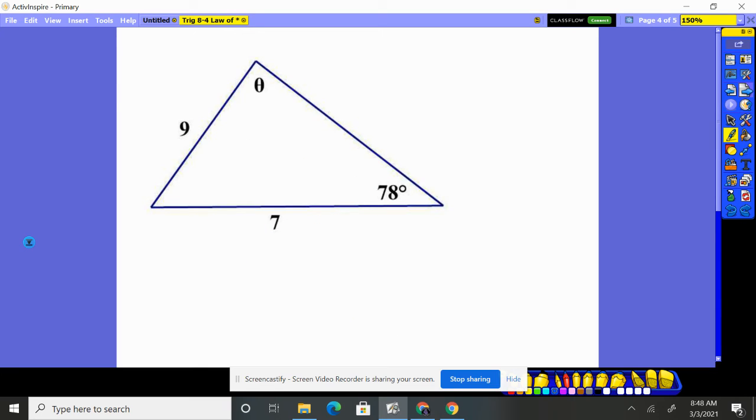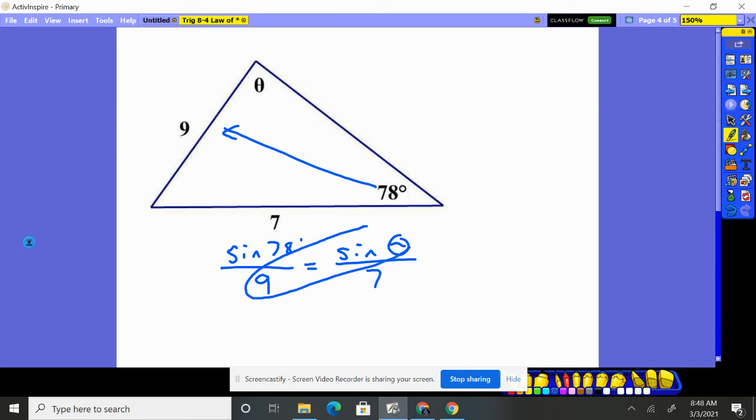Now, what if we have this? Again, notice you have two angles. You have 78, and you're looking for an angle. So this time we're going to say, sine of 78 degrees over its opposite side, which is 9, is equal to the sine of, well, we don't know the angle, over 7. There's only one missing piece here, so we can figure this out.